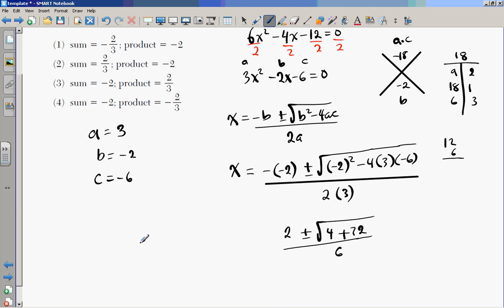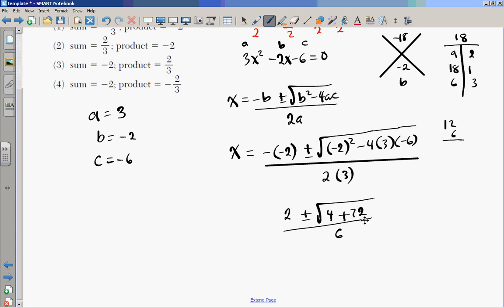Okay? So there you have it. Alright. Now, this can be simplified further into 2 plus or minus the square root of 78, over 6. Now, this can be broken down into 2 over 6 plus or minus root 78 over 6, which is 1/3 plus or minus root 78 over 6.